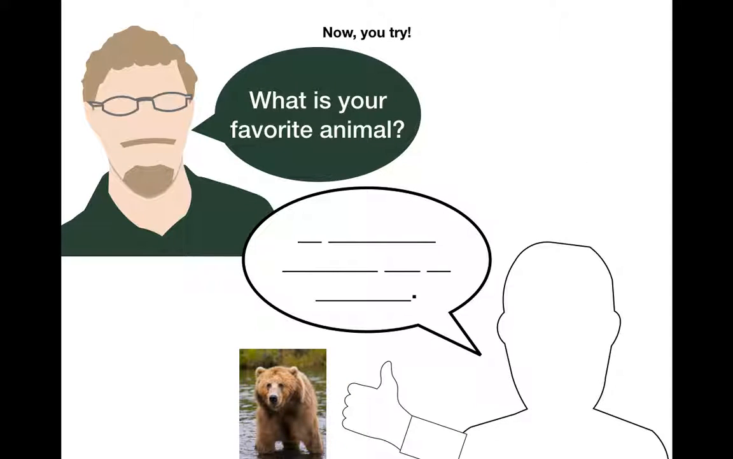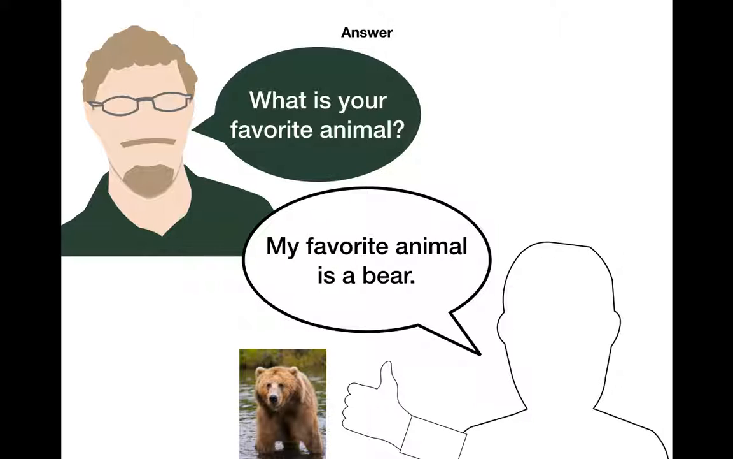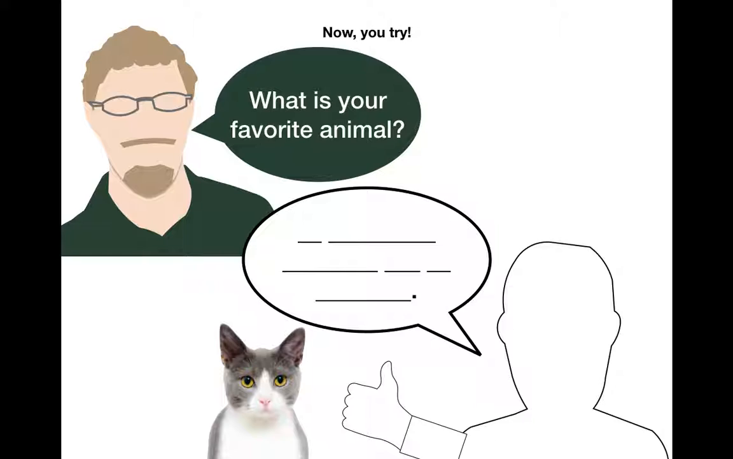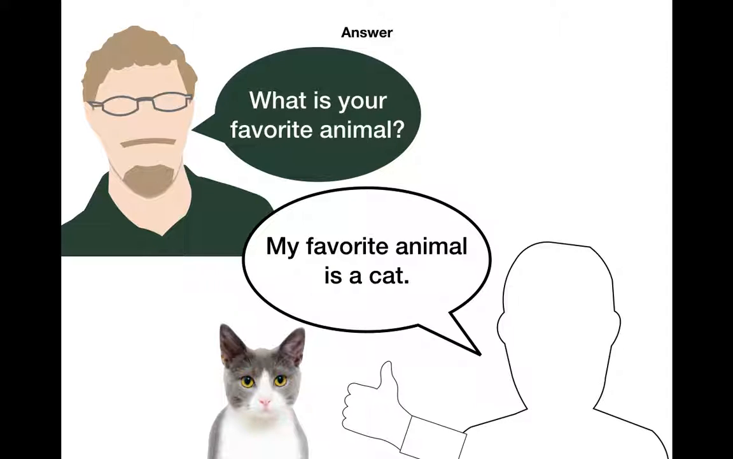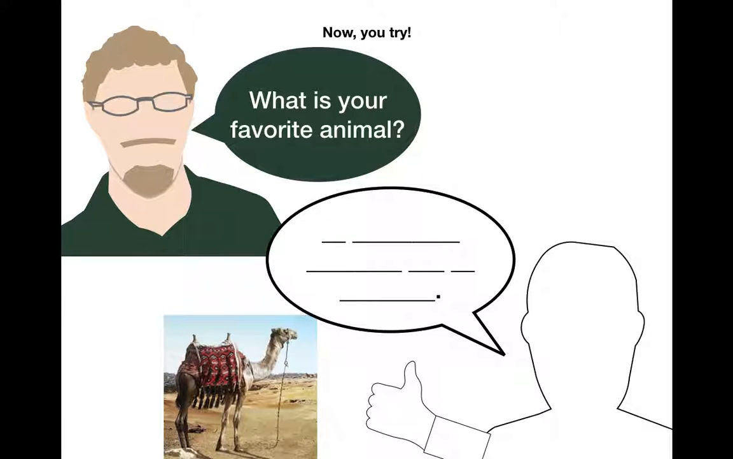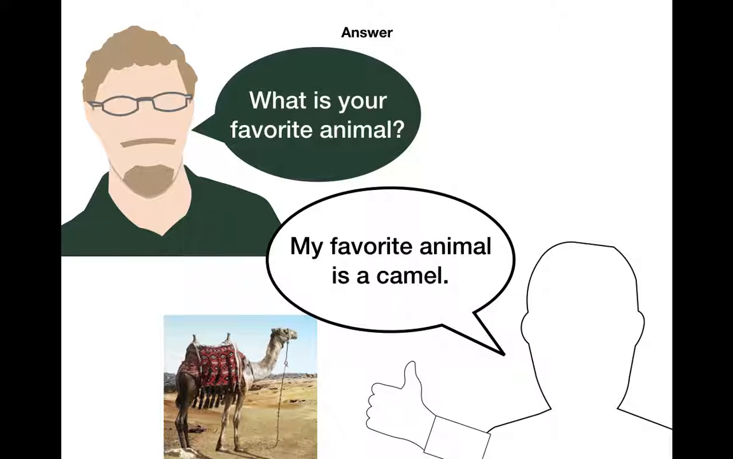Now you try. What is your favorite animal? The answer? What is your favorite animal? My favorite animal is a bear. Now you try. What is your favorite animal? Answer. What is your favorite animal? My favorite animal is a cat. Now you try. What is your favorite animal? The answer. What is your favorite animal? My favorite animal is a camel.